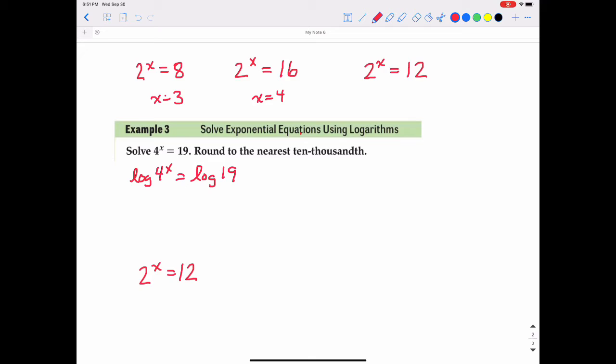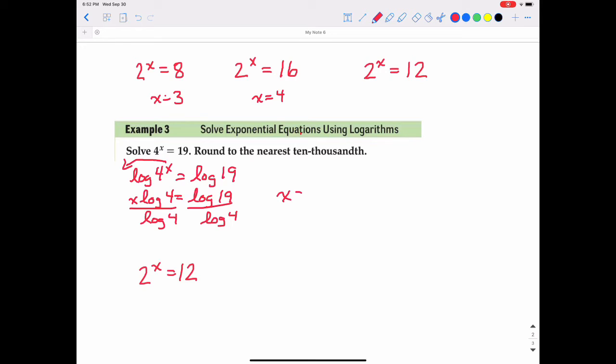Recall from the previous lesson, when you have a log of a number with an exponent, you can simplify that by moving that exponent to the front of the problem. Because logarithms are related to exponents, and just like with the power of a power rule, you would multiply, the same concept applies here. So by moving the x to the front of the problem, I have x log of 4 equals log of 19. And to solve for x, all I've got to do now is divide by log of 4. So you would take the log of 19 divided by the log of 4.